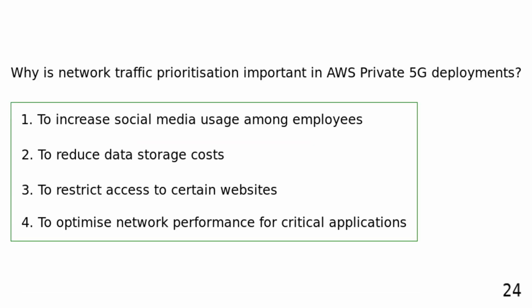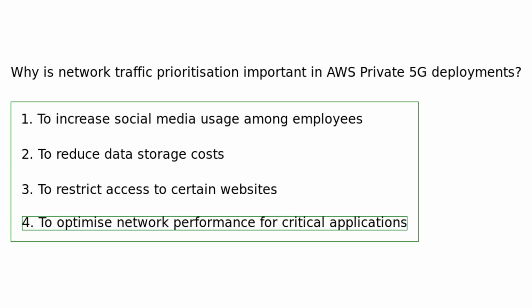Why is network traffic prioritization important in AWS Private 5G deployments? To increase social media usage among employees. To reduce data storage costs. To restrict access to certain websites. To optimize network performance for critical applications. Prioritizing network traffic in AWS Private 5G deployments is essential to optimize network performance for critical applications, ensuring that they receive adequate bandwidth and resources for seamless operation.